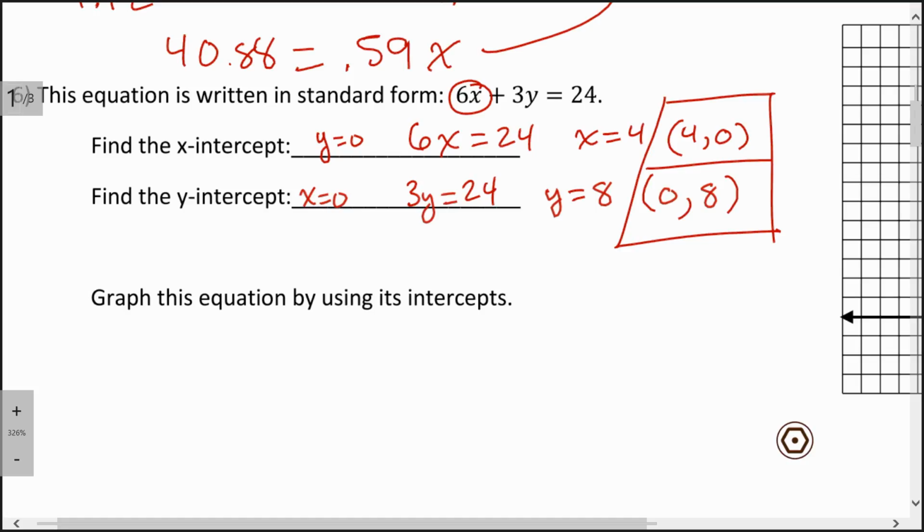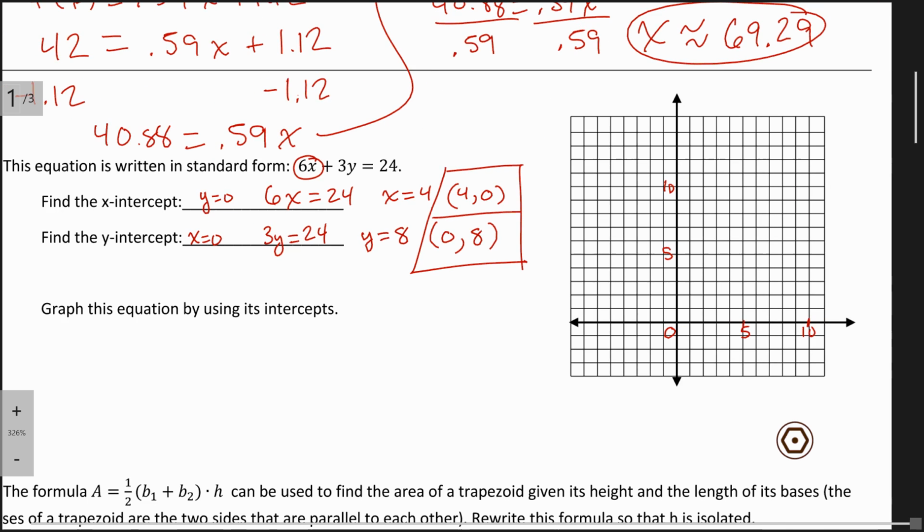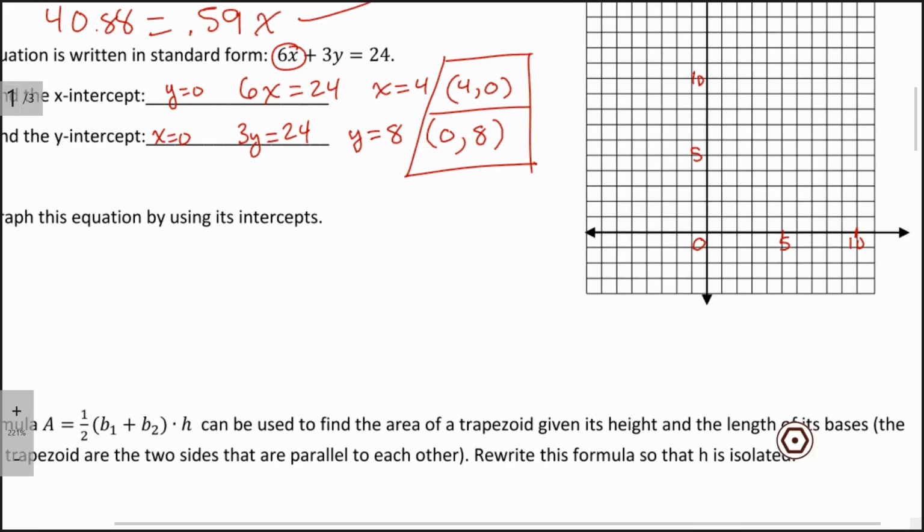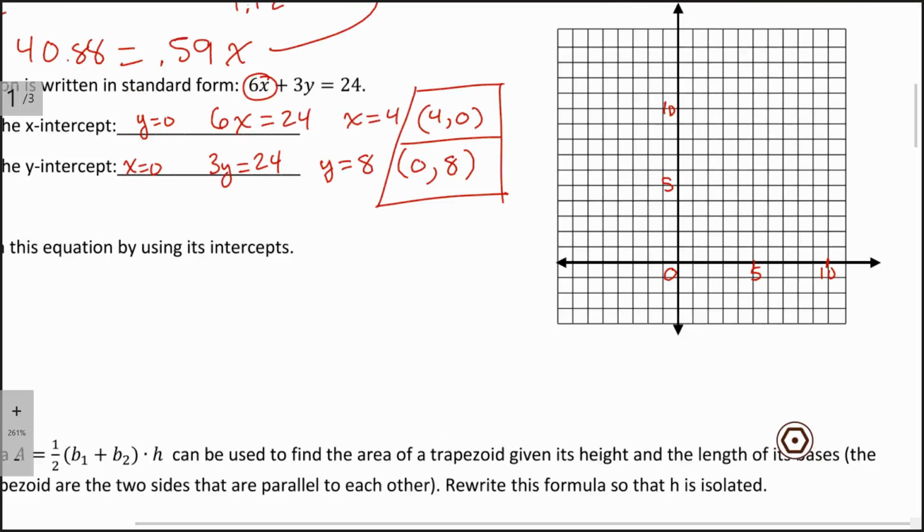Last question says graph this equation by using those intercepts. Sometimes when you look at the graph paper, it doesn't necessarily fit well to use the intercepts. Here, it fits very nicely. I'm just going to go ahead and plot 4, 0. Here's 1. That's my x-intercept. And the other point is the point at 0, 8. So 0, 5, 6, 7, and 8. So there's my 2 points that are my intercepts.